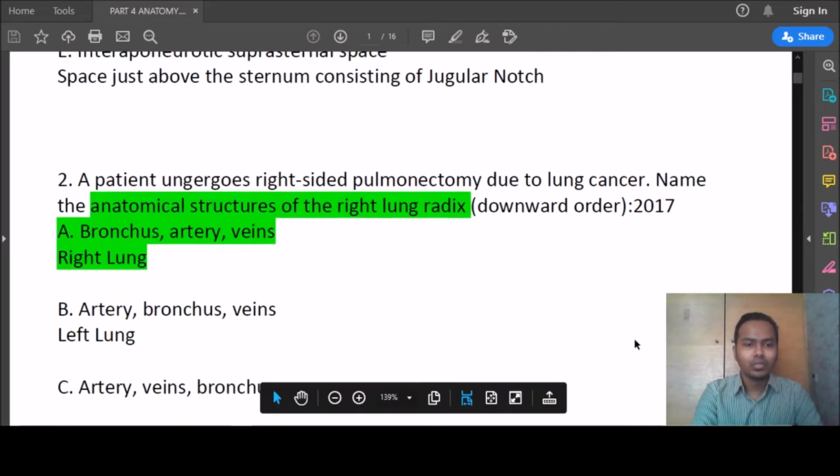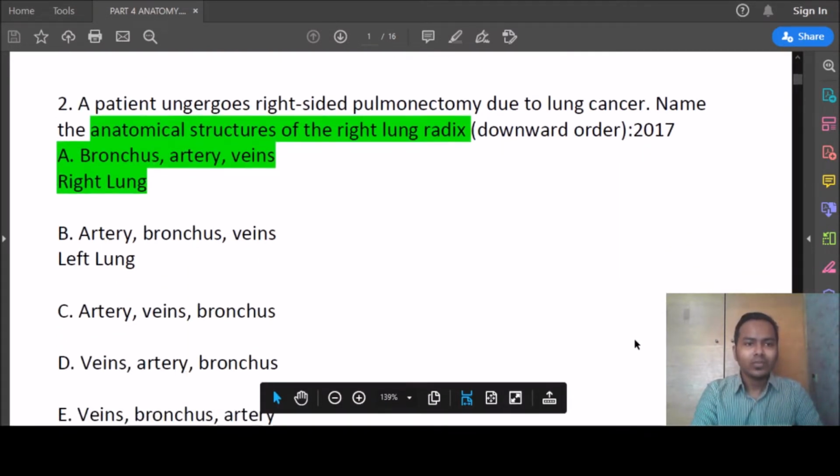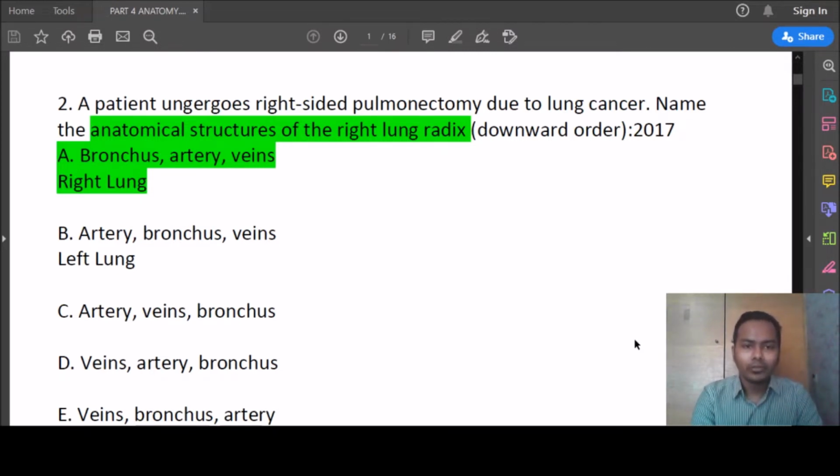So we move on to the second question. A patient undergoes right-sided pulmonectomy due to lung cancer, so they removed a lung. Name the anatomical structures of the right lung root. So they are asking what are the anatomical structures present in the root of the right lung. That is the bronchus, artery, and vein.